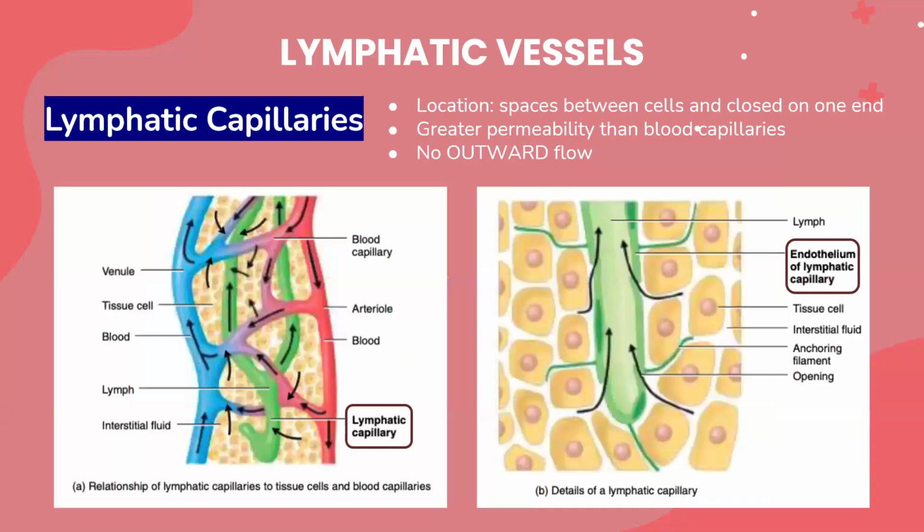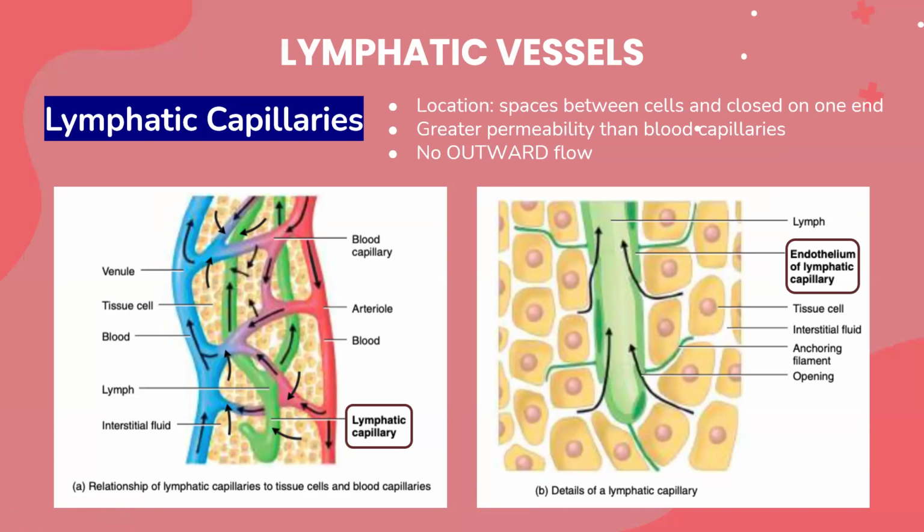So just like how we have your blood capillaries, we have the lymphatic capillaries, and they are located between those cells and closed on one end. So they're located between cells, like you see here, different cells here, and they're located there in between them. And they're closed on one end, meaning they have a blunt end, this one. They're very closed.